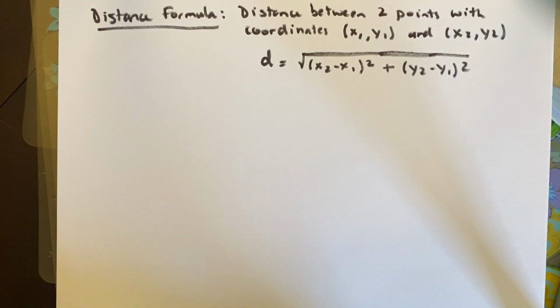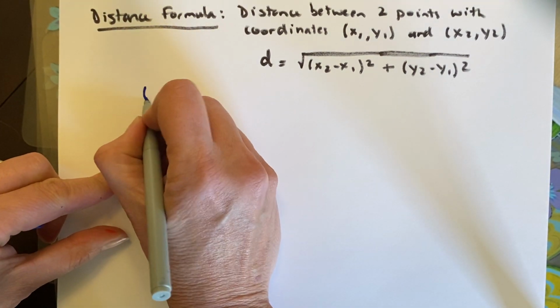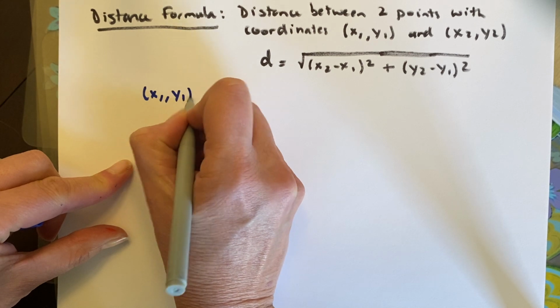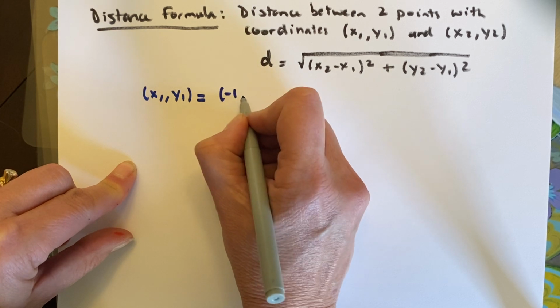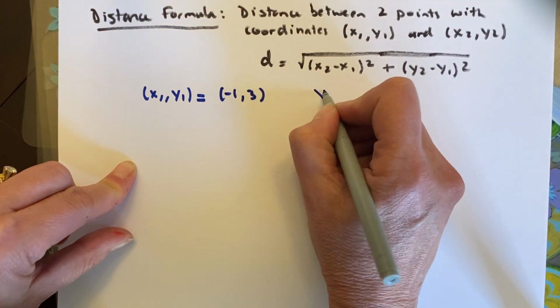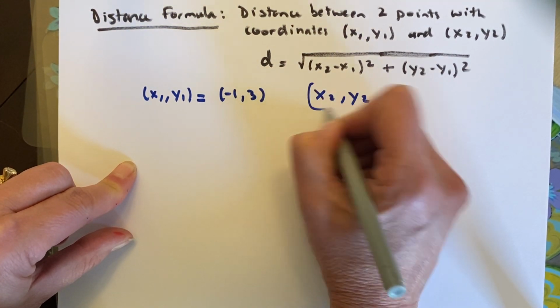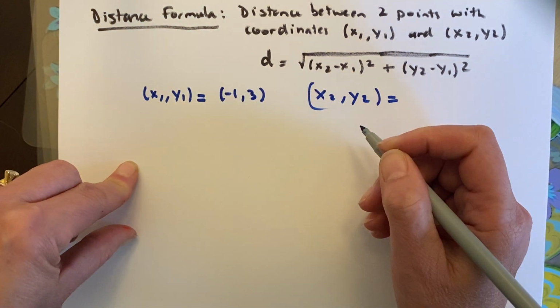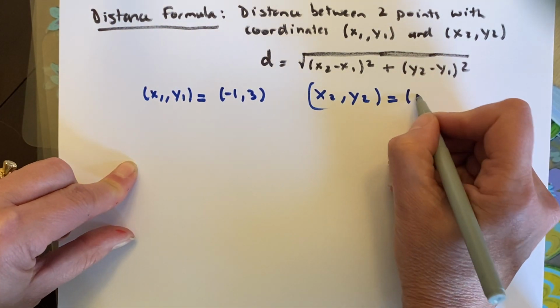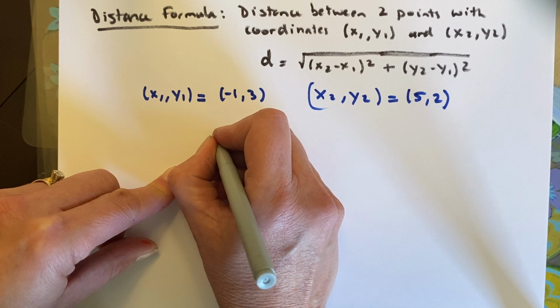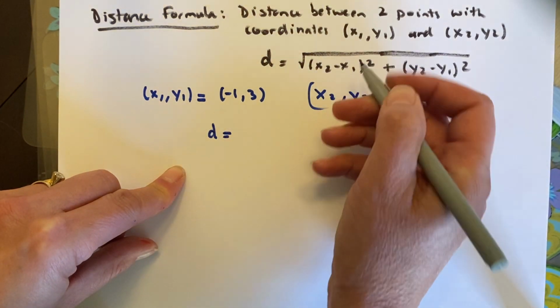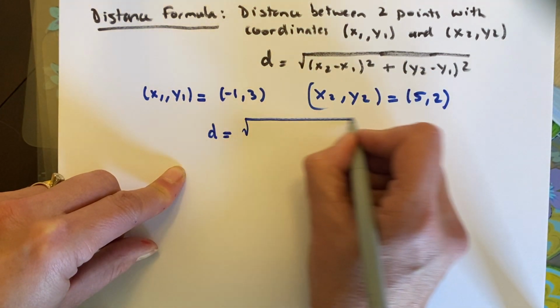Let's do a problem if we're talking about specifics. And I'll just put this in a different color because my marker's dying. So let's say x1, y1 is the point -1, 3, and x2, y2 is the point 5, 2. Okay? Well, all I'm going to do is use my distance formula. D equals, and I've already written it, so there's no need to rewrite it.